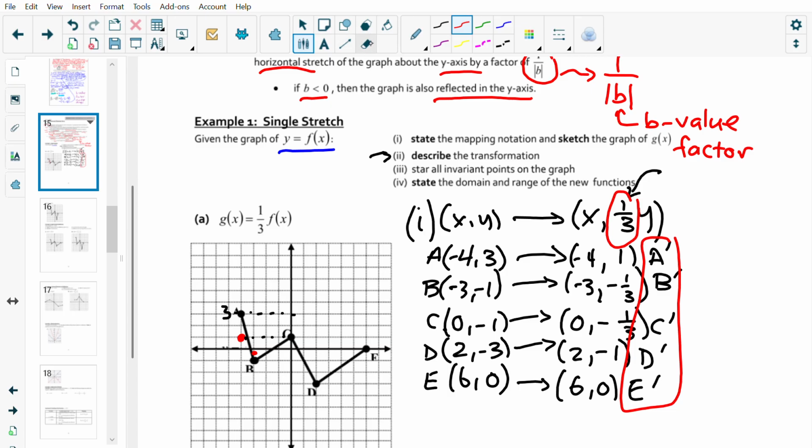Okay, I see a mistake here. Just a second, folks. Letter C is 0, positive 1. So sorry about that, I want to fix that. So this becomes 0, positive 1/3. Okay, so I have fixed that. Sorry about that. So 0, positive 1/3 is right here.